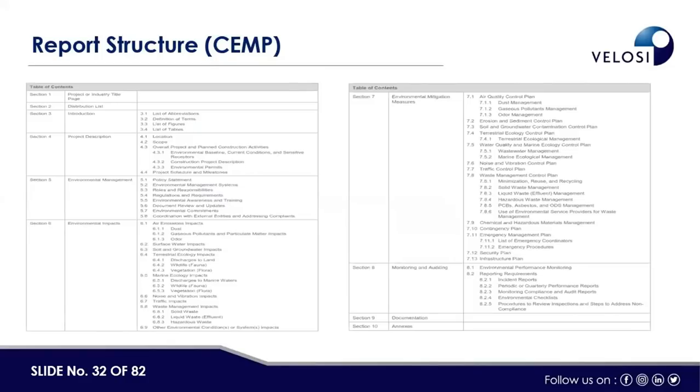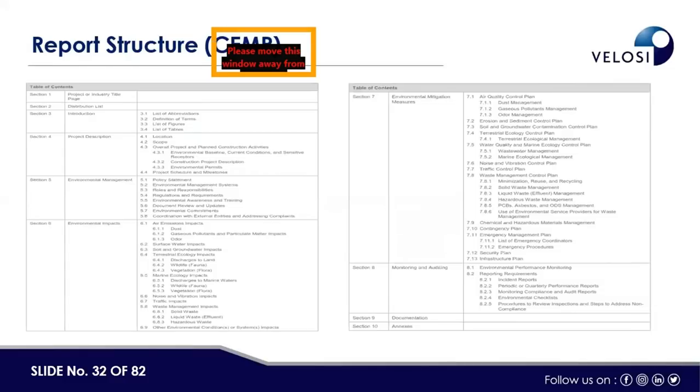Then this is the environmental management. This environmental management is basically the institutional requirement. We have to develop the policy statement, then the environmental management system of that particular facility or the project proponent, then roles and responsibilities. This is the accountability: who is responsible for what, what is the responsibility of the engineers, the managers, all the employees, and the subcontractors. We have to identify this in the environmental management.